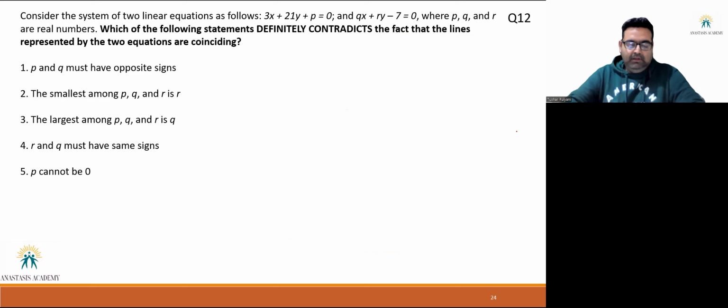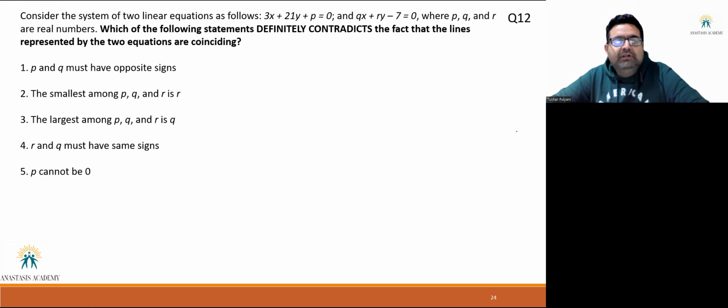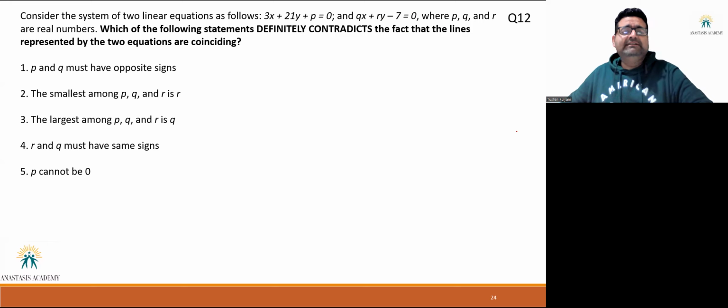Let's come to question 12. This was my favorite problem of this entire XAT 24 exam. It tests your very basic knowledge of linear equations, simultaneous linear equations, but the way the options are framed, it requires you to apply your mind very brilliantly. So it was my favorite question of this exam. So it says that coinciding.